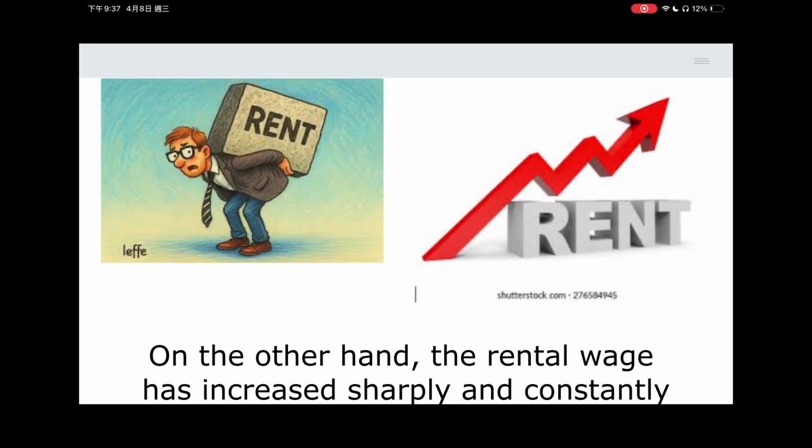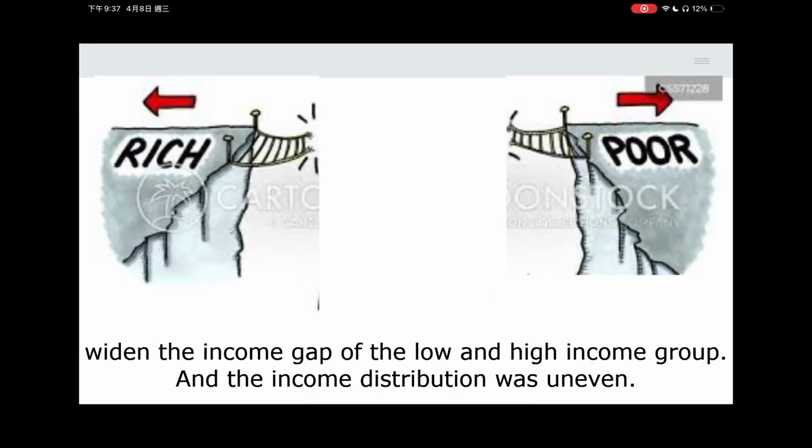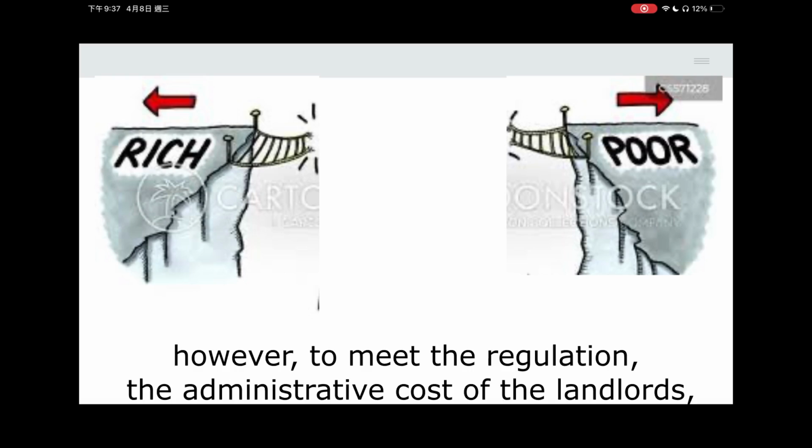On the other hand, the rental rate has increased sharply and constantly. The rental burden of the low-income group kept rising, widening the income gap between the low and high-income groups, and the income distribution was uneven.